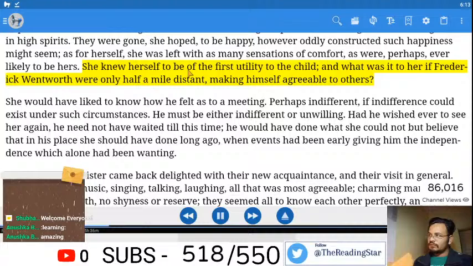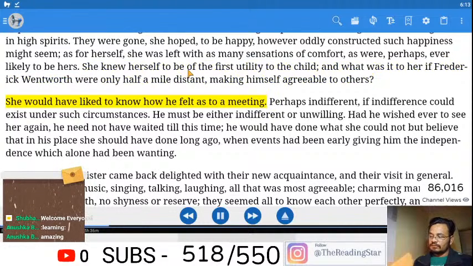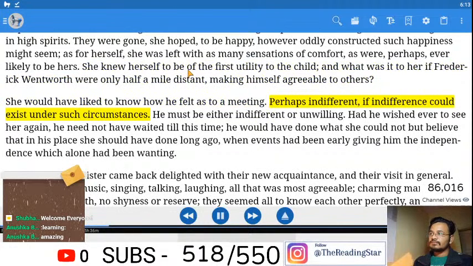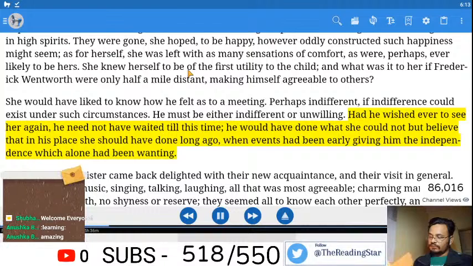She would have liked to know how he felt as to a meeting. Perhaps indifferent, if indifference could exist under such circumstances. He must be either indifferent or unwilling. Had he wished ever to see her again, he need not have waited till this time. He would have done what she could not but believe that in his place she should have done long ago, when events had been early giving him the independence which alone had been wanting.